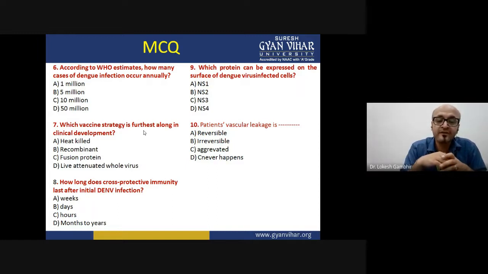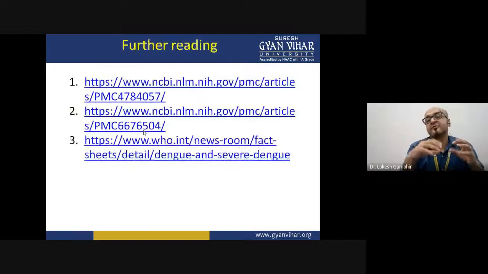Then, how long does protective immunity after infection last for dengue virus infection? Whether it is for days, hours, or up to years. Then, which protein can we expect on the surface of a dengue virus infected cell, eliciting the immune response, whether it was 1, 2, 3, 4? Then, regarding vascular leakage, the plasma leakage, whether it is irreversible, once the leakage starts it will never stop, or it is reversible, or it is always aggravated, or it can never happen. It is up to you to answer these questions based on your understanding of this lecture.